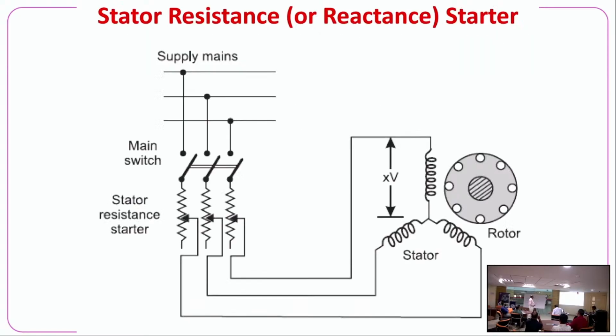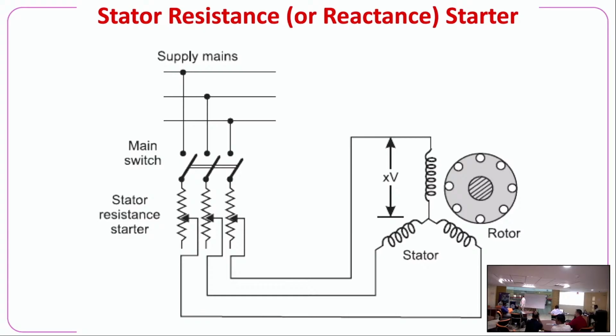Now the starter resistance or reactance starter. Direct on line starting has a problem because at the starting point the back EMF is 0, so the machine draws more current, around 5 to 7 times the rated current or more. The machine may not be able to tolerate that current, and it can be damaging.